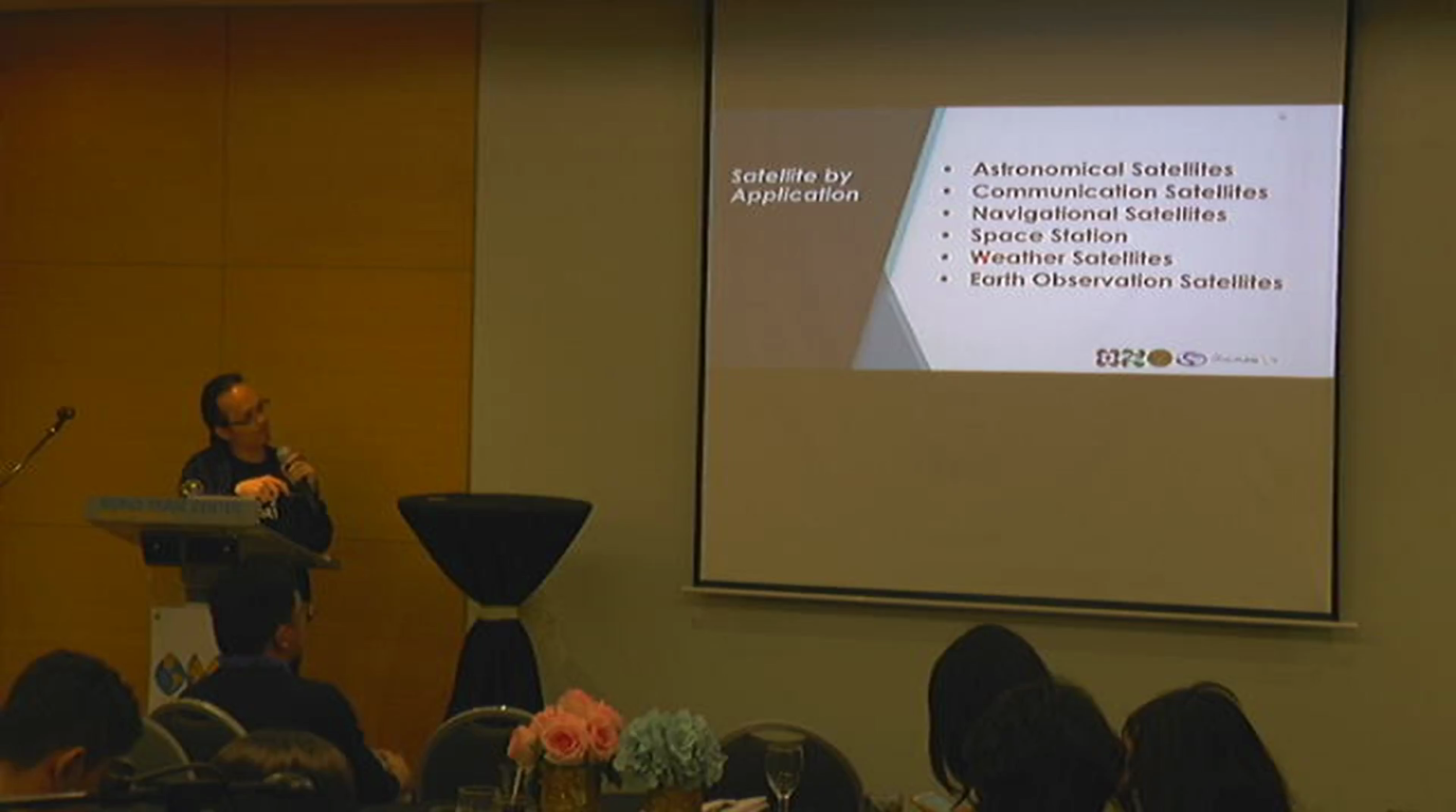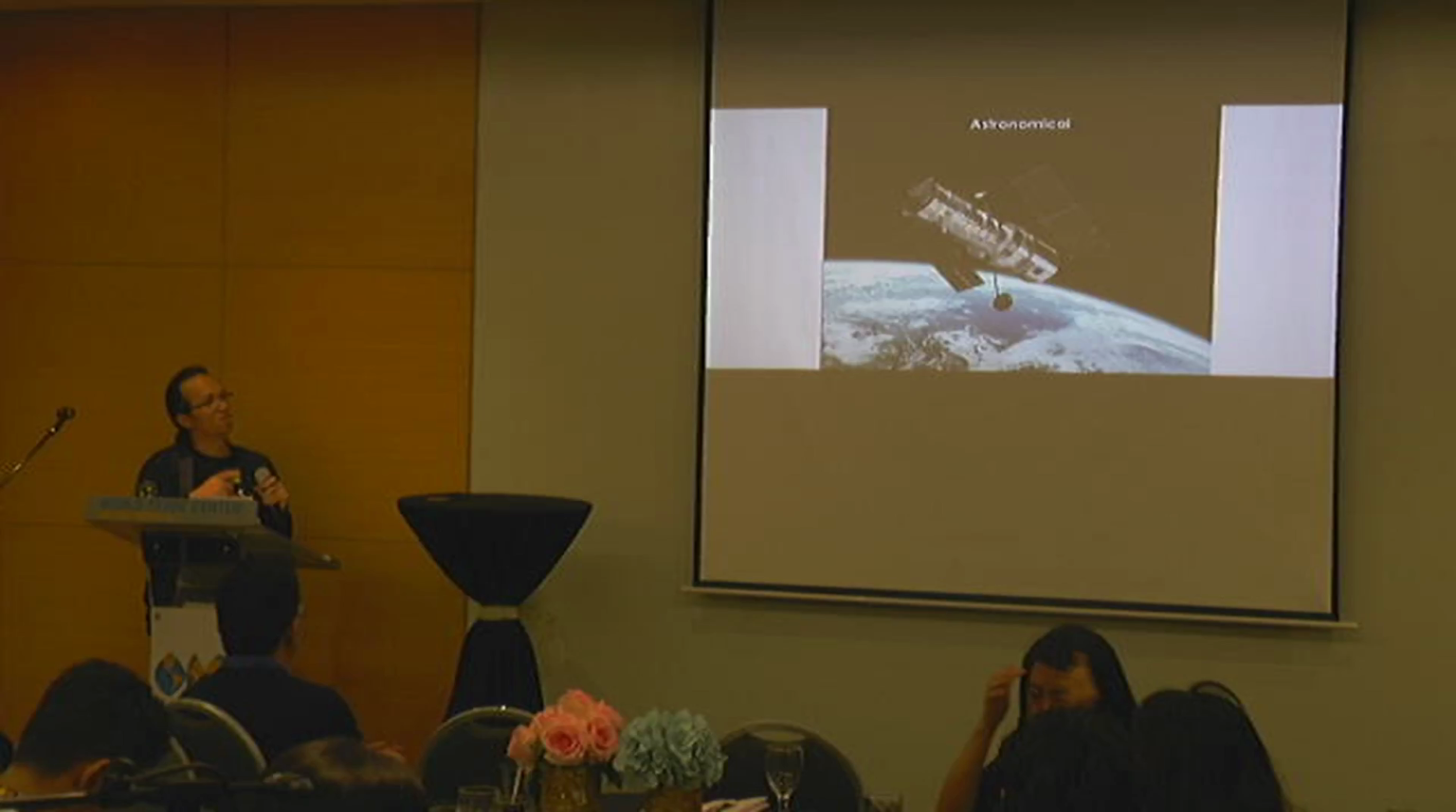So, anyone know what that is? Yung satellite na yan. And Hubble, tama. Hubble Space Telescope. So yung astronomical satellites, yung sensors nila naka-face outward, hindi siya naka-face sa Earth. So siya for observation ng heavenly bodies.